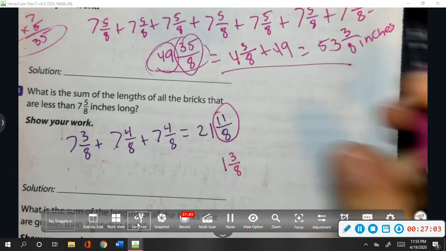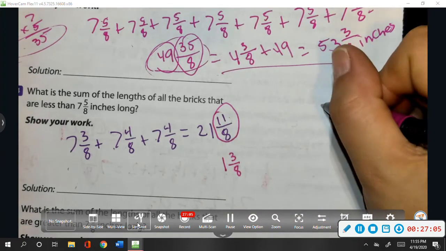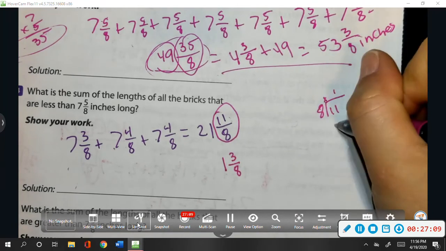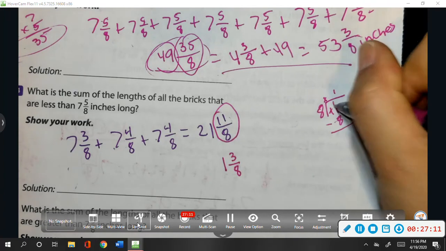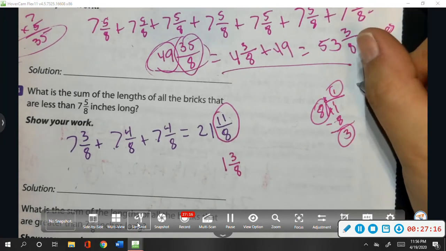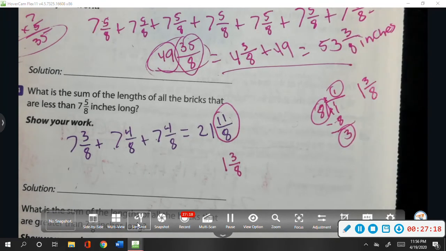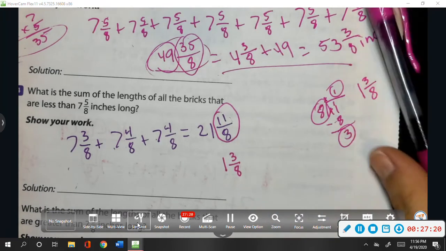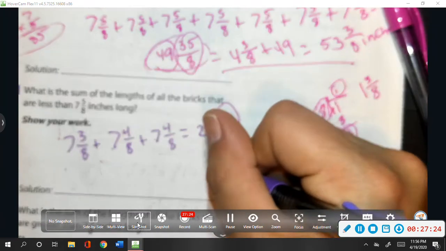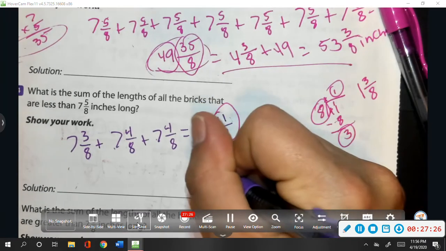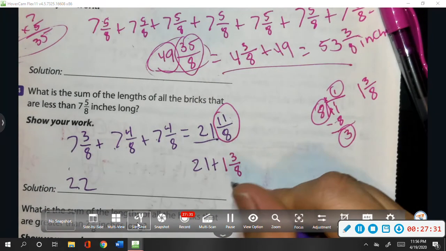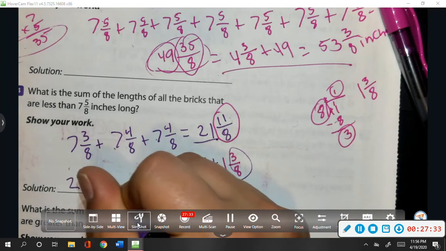You can do that mentally, or you can do it the long way, which is the 8 goes into 11. 8 goes into 11 one time. Multiply it out. Subtract 3. And then you just pull your numbers together. So now we have 1 3/8 plus, don't forget to add back in that whole number. 21 plus 1 is 22. And our fraction stays the same because we have nothing left to add to it.